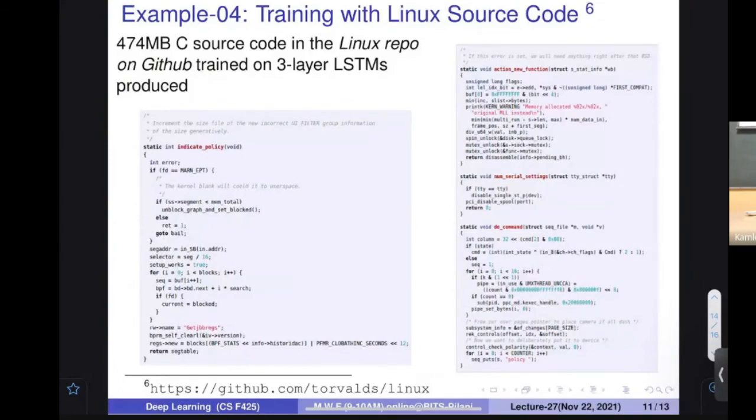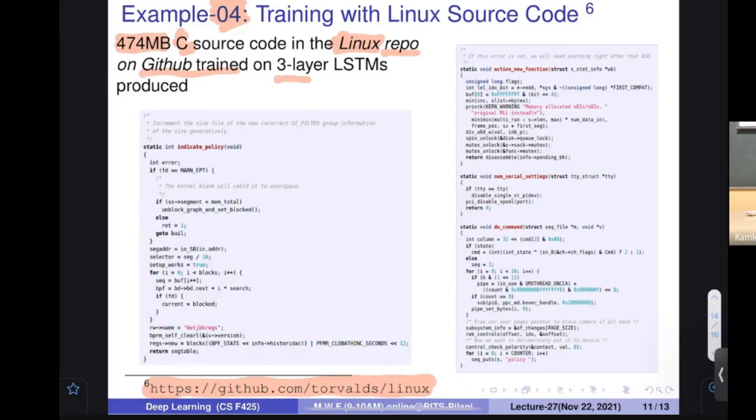Okay, next example. I think you will find it more related to yourself: Linux code. There is a web page where you can search for this particular code also. The Linux kernel code, you know, is a very large code. It is written in the C programming language. There are 474 MB of C code in the Linux kernel. There is a Linux repository, and you can find all the kernel code from there.